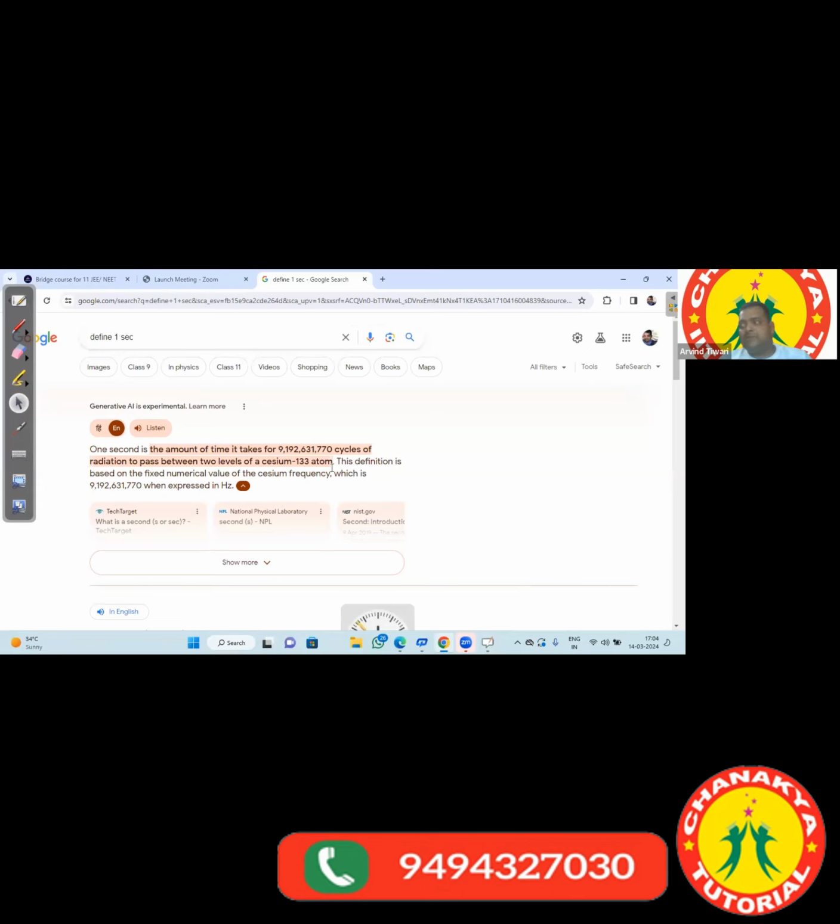this standard means. So 1 second actually means 9192631770 transitions of the cesium-133 atom. If the cesium-133 atom radiates this many cycles of radiation, and you count these radiations, and the number is 9192631770, then that interval of time will be called 1 second. Okay, so I hope you have understood this definition of 1 second.